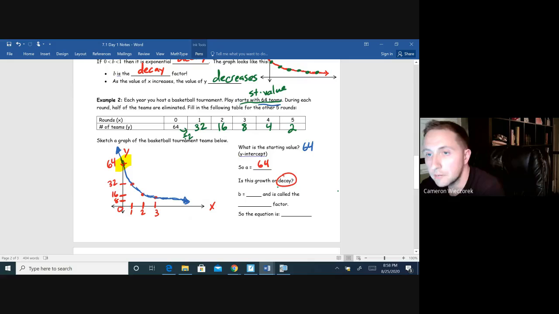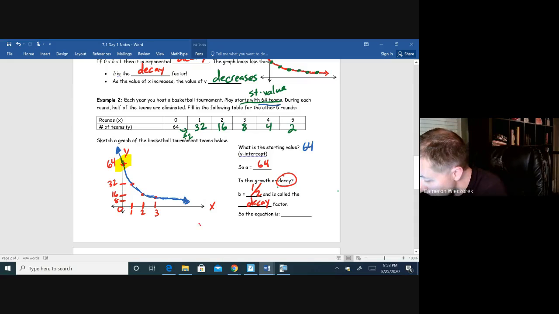What's my multiplier, my decay factor in this case? Well, every single time a new round happens, half of the teams are eliminated. So I keep multiplying by a half. So b is 1/2. That's my decay factor. That would make sense it's decay because we said to be decay, the b value has to be between 0 and 1. 1/2 is less than 1, and it's bigger than 0.